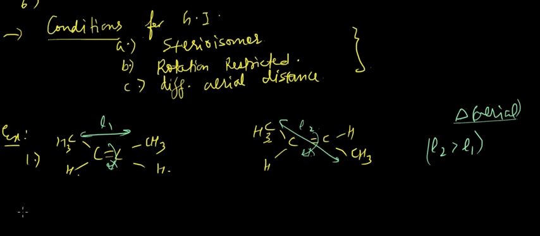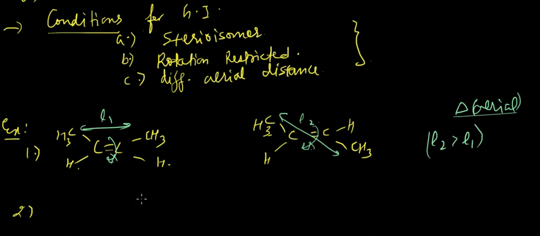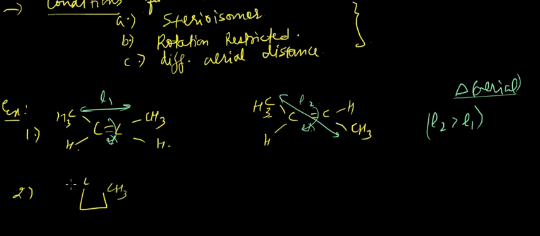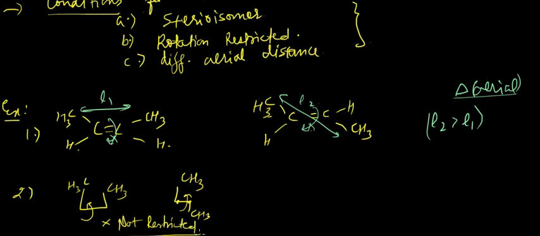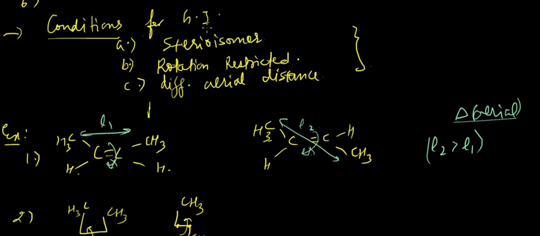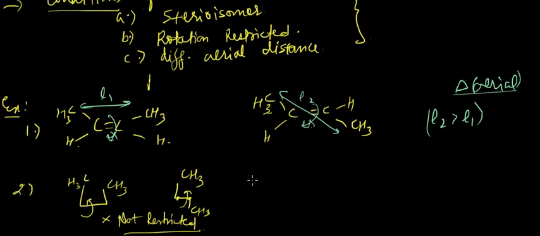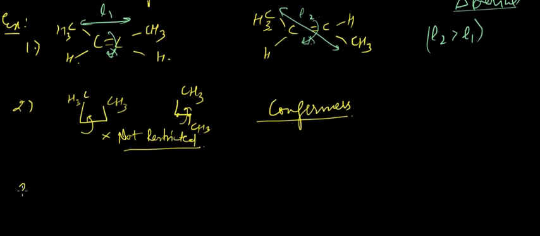Let us take a second example wherein we need to compare whether these two are in geometrical isomerism or not. As you can see, there is a sigma bond between this carbon atom and this carbon atom, hence rotation is not restricted. If the rotation is not restricted, it does not qualify for condition B for geometrical isomerism. They are called conformers and are not geometrical isomers.